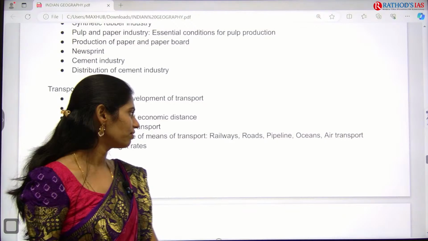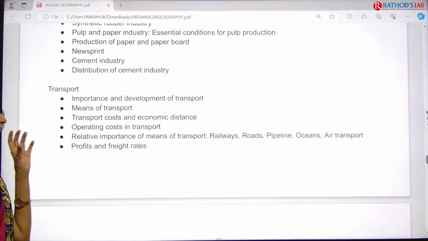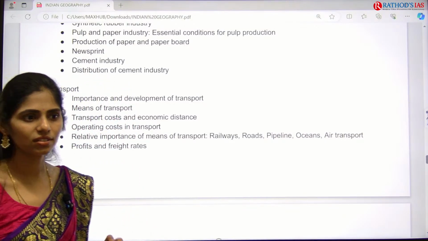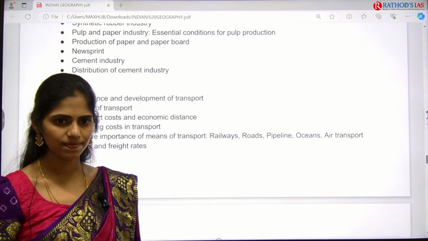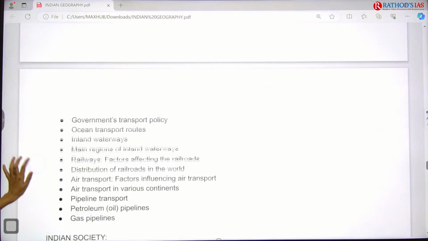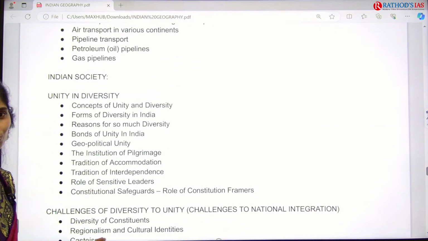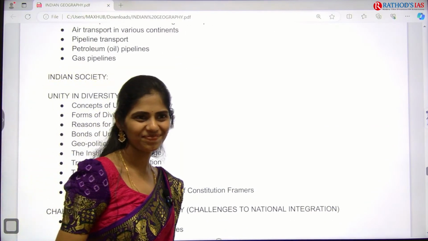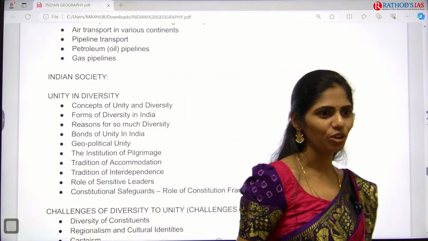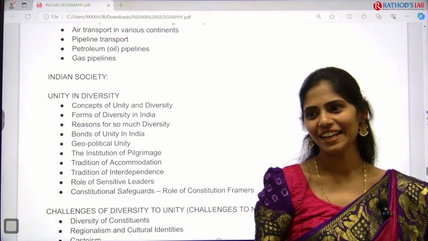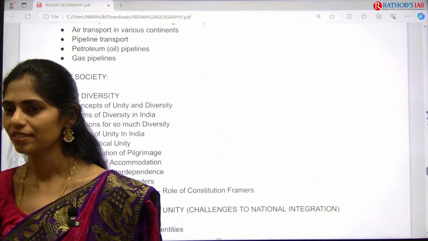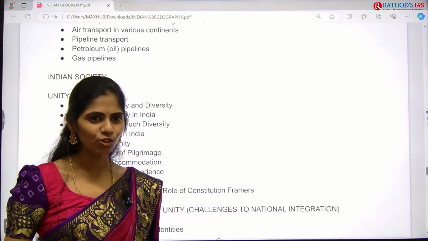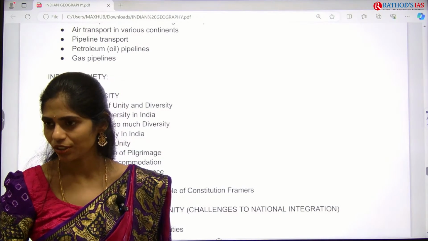So you have to see the different means of transport, and you have to see the cost also from the economy point of view, advantages, disadvantages. This is also very important. And by this we completed Indian geography. All these topics that you have to read so that you can complete your Indian geography. So you got one overview of what you are going to read in Indian geography.